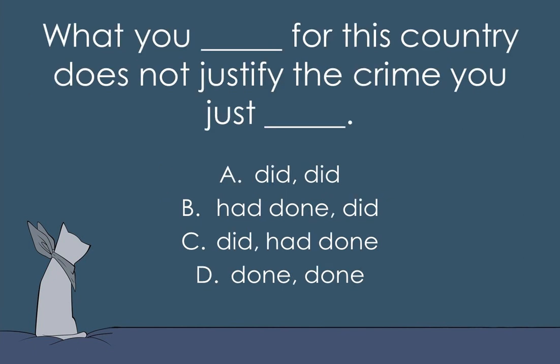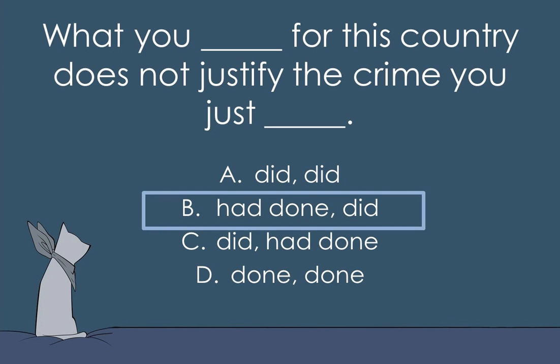6. What you blank for this country does not justify the crime you just blank. The first blank happened prior to the second blank. Therefore, letters A, C, and D should be cancelled from the choices for they do not have past perfect tense as the first verb on the blank. The answer for this item is letter B.